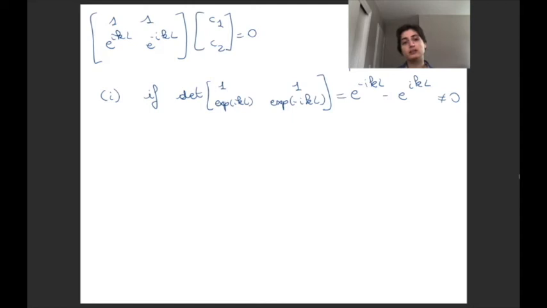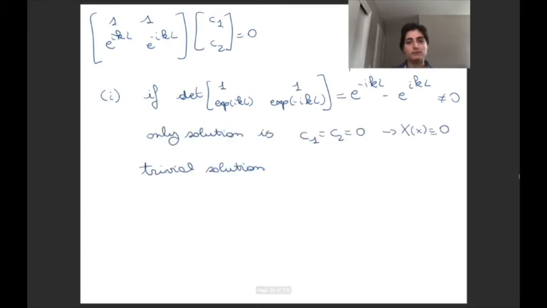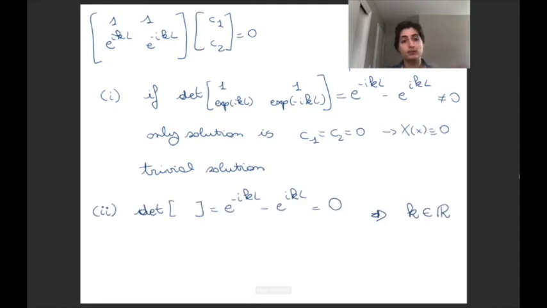If the determinant of this matrix is different than 0, then we only have the trivial solution. Then our capital X is equal to 0 all the time, and our solution of the global PDE is trivial. That's not very interesting. So we want to impose that the determinant of this matrix, that is exponential of minus ikL minus exponential of ikL, should be exactly equal to 0. So we have non-zero solutions of our matrix problem.